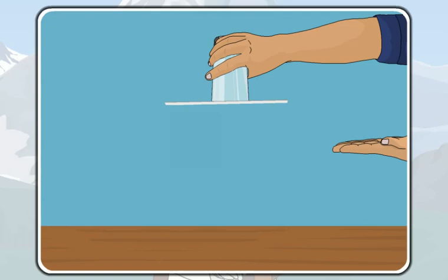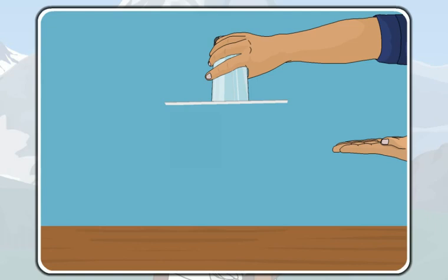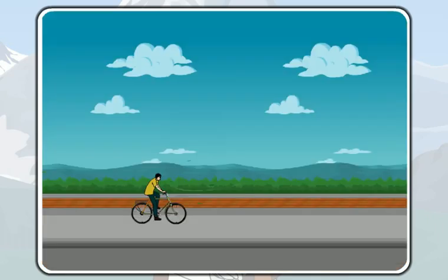The air in the atmosphere pushes the paper up, or the air exerts pressure upwards on the paper. And the paper and the water do not fall due to this upward pressure. So, air can exert pressure, and a moving air can exert force too.